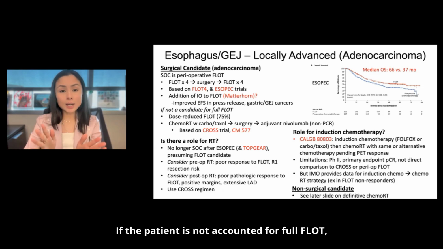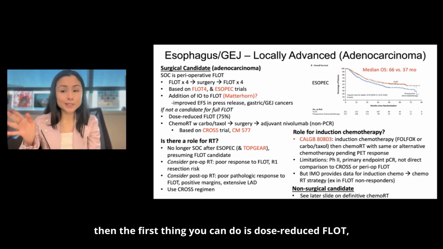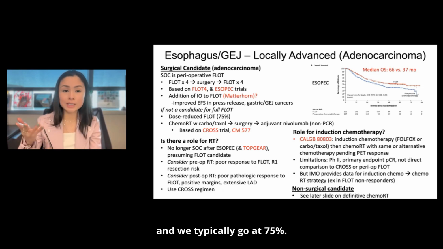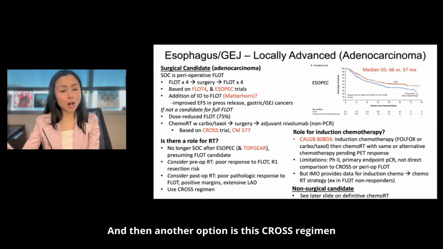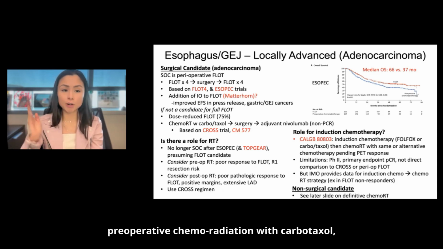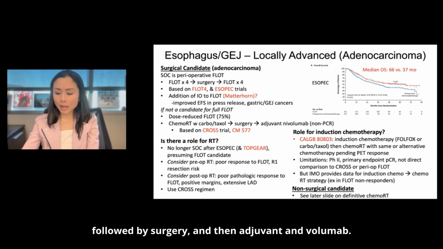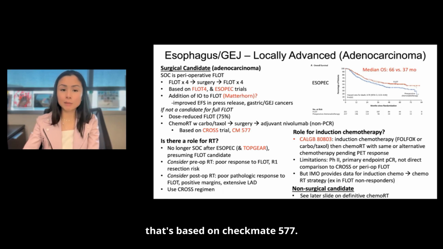If the patient is not a candidate for full FLOT, then the first thing you can do is dose-reduce FLOT, and we typically go at 75%. And then another option is this CROSS regimen, preoperative chemoradiation with carboplatin and paclitaxel, followed by surgery, and then adjuvant nivolumab if they have residual disease. That's based on CheckMate 577.